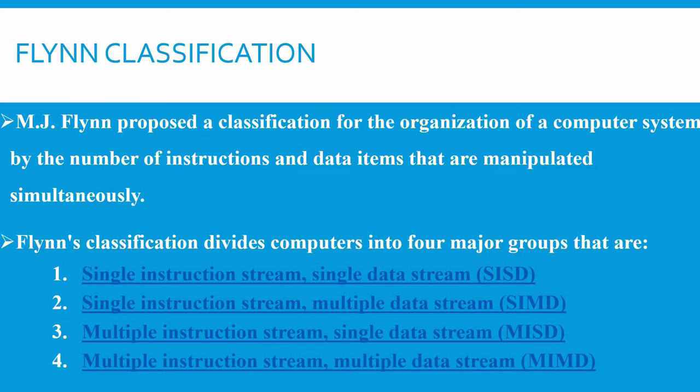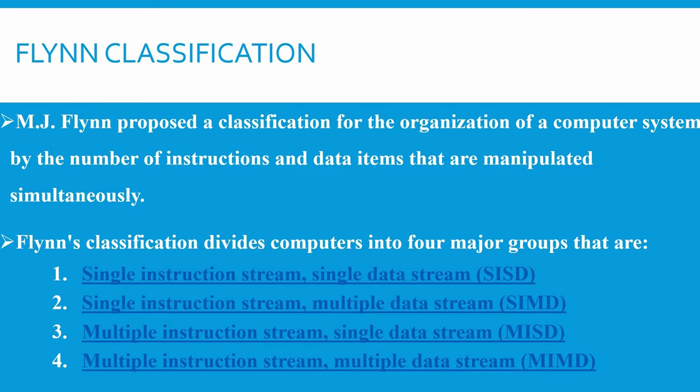M.J. Flynn proposed a classification for the organization of a computer system by the number of instructions and data items that are manipulated simultaneously. Flynn's classification divides computers into four major groups that depend on data stream and instruction streams. First type is single instruction stream on single data stream, that is SISD.